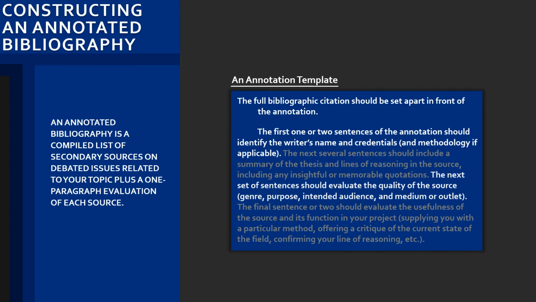Once you have begun to identify your conversants, one of the best ways to arrange this information is an annotated bibliography, that is, a compiled list of secondary sources on debated issues related to your topic, plus a one-paragraph evaluation of each source. For each secondary source on your topic, include a full bibliographic citation followed by an annotation that includes the writer's name and credentials, a summary of the source's argument, an evaluation of the source's quality, and an evaluation of the source's usefulness and function.